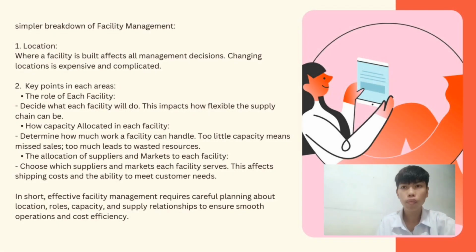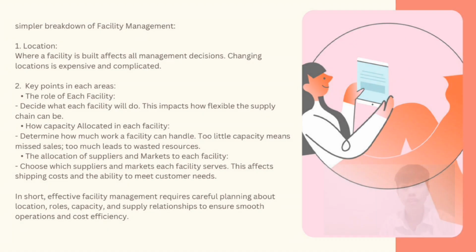How capacity is allocated in each facility. Capacity determines how much work a facility can handle. Too little capacity means missed sales, too much leads to wasted resources. Capacity allocation. Office space is allocated based on the number of employees. Departments and functions get workstations, meeting rooms, and common areas designed to maximize productivity and comfort.